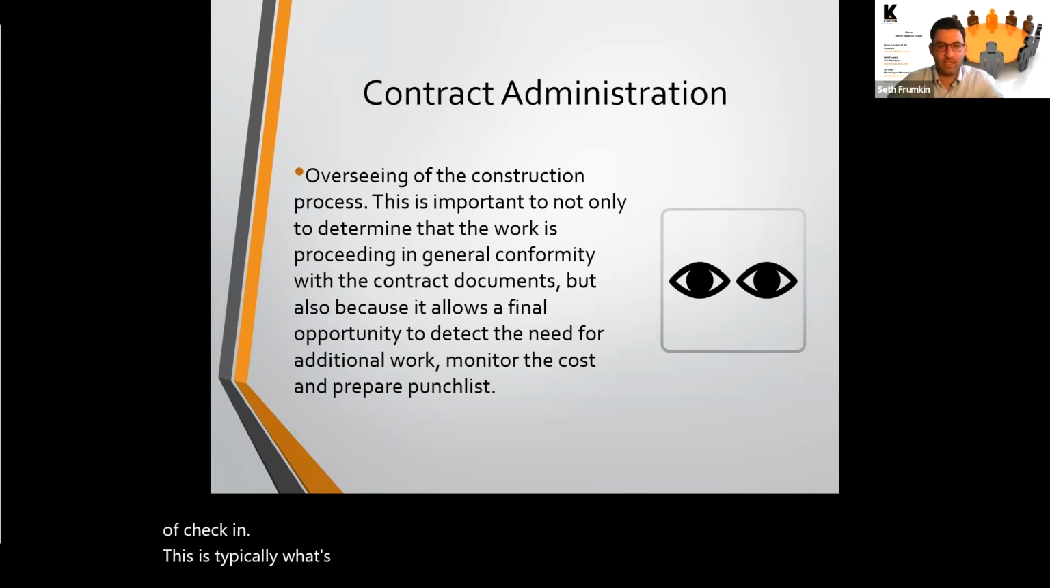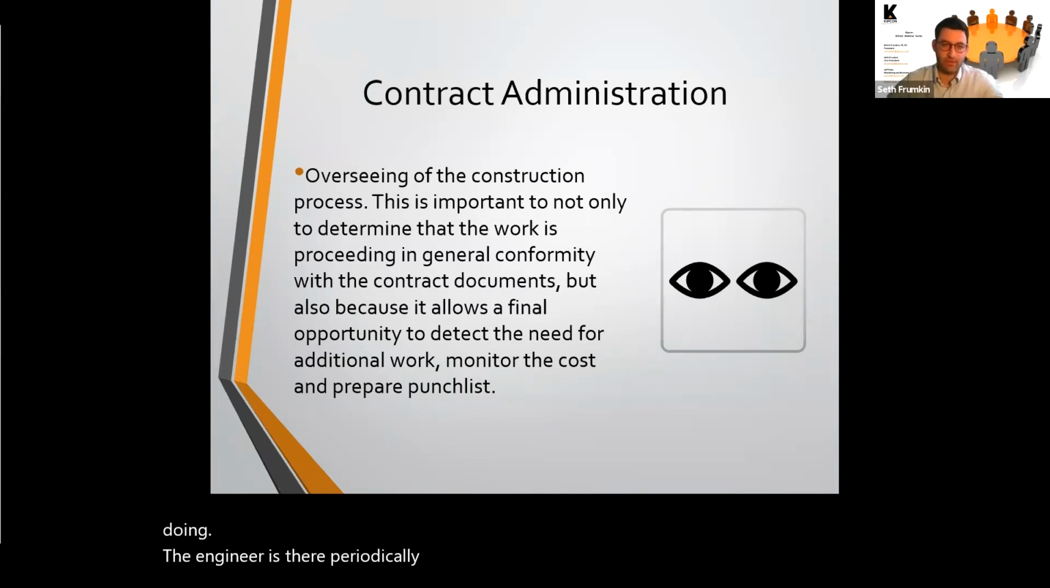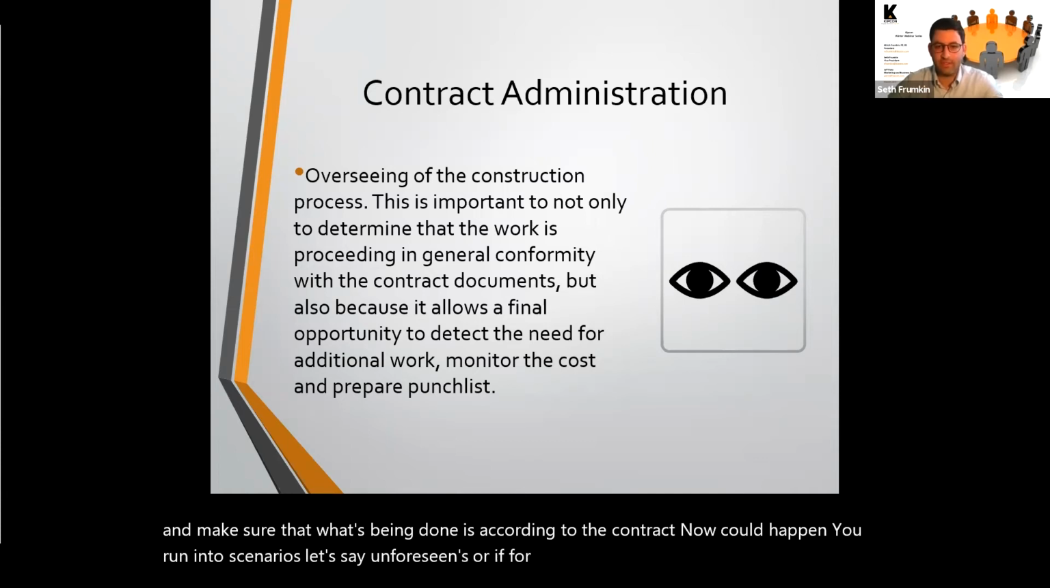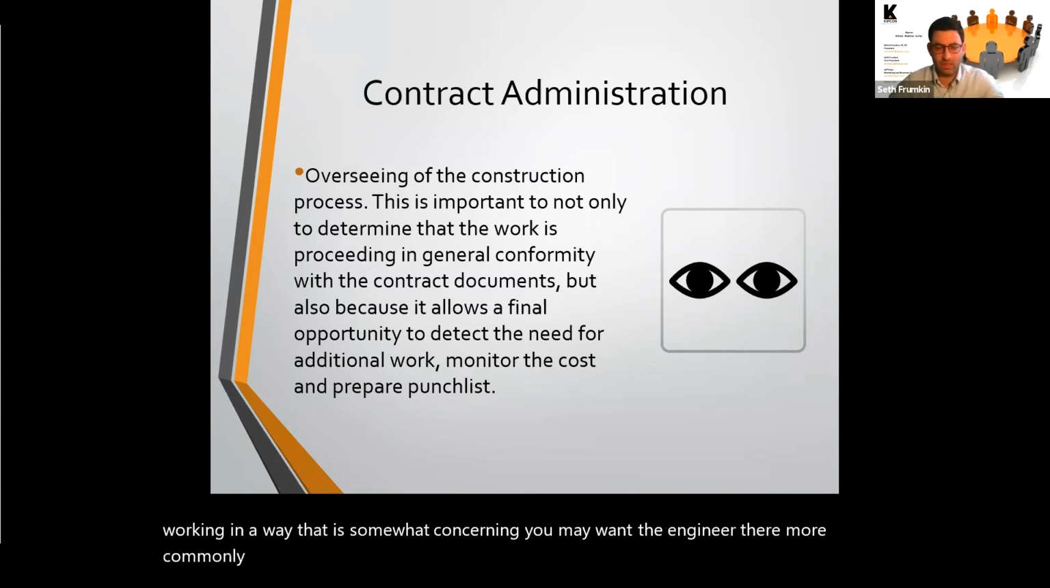The assumption is that the contractor knows what they're doing, and the engineer is there periodically to check on the general conformance with the documents and make sure that what's being done is according to the contract. Now, it could happen you run into scenarios of, let's say, unforeseens, or if for some reason the contractor has been working in a way that's somewhat concerning, you may want the engineer there more commonly, but that's not the goal. We don't think that the goal should be that the engineer needs to be there full time.